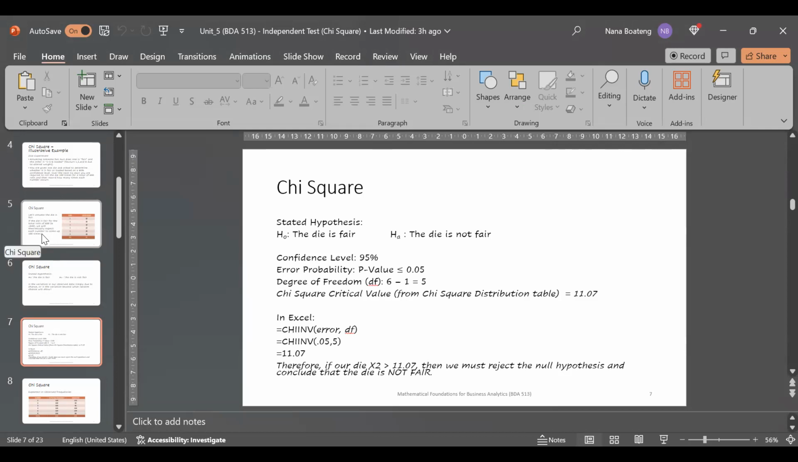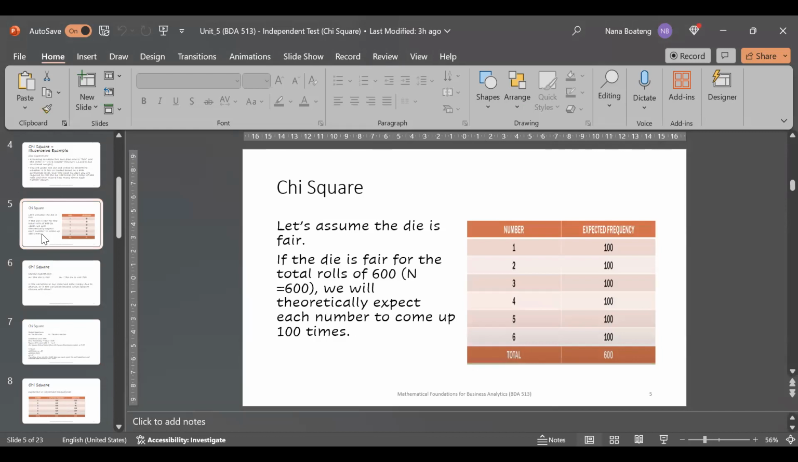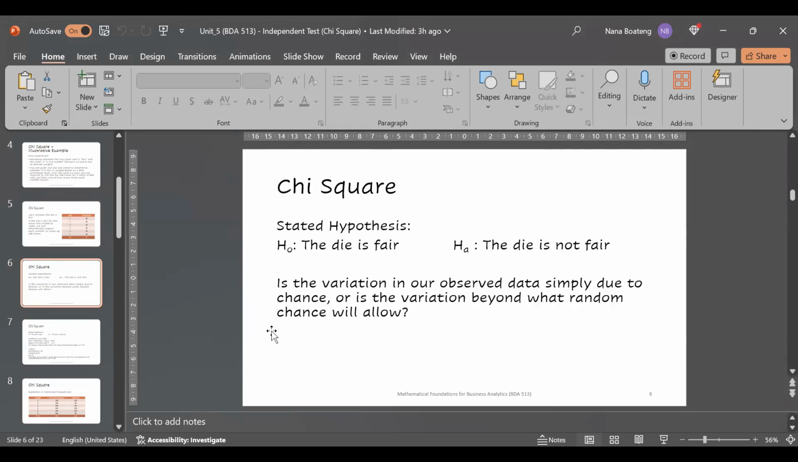So you are okay to the point where we spoke about the expected frequency being 100 each. Are we okay with that? Yes, please. Right after, we were agreeing that each number would probably appear 100 times.